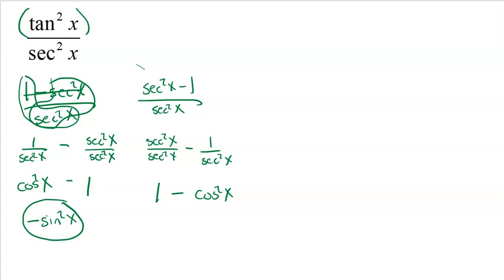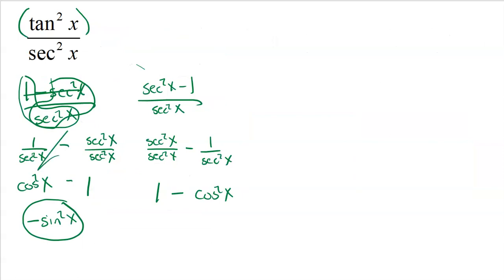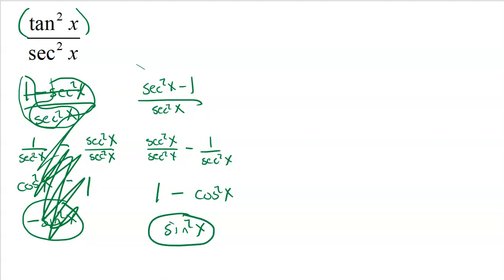And then again, 1 minus cosine squared, go back here. If I subtract the cosine squared over, 1 minus cosine squared equals positive sine squared. So I had this one backwards, I'm sorry. So positive sine squared. So there is my final, more simpler answer.